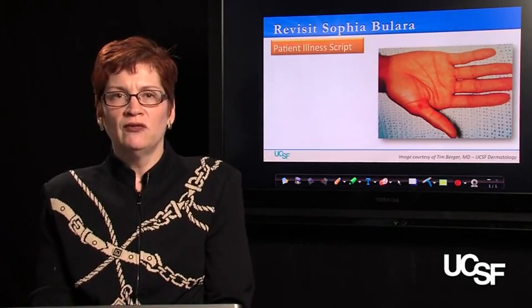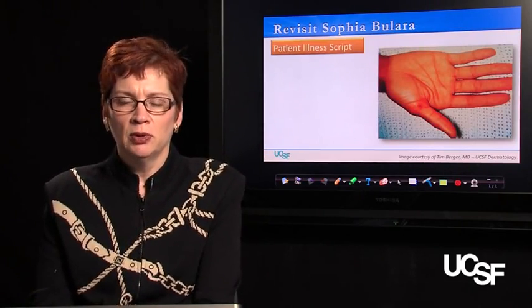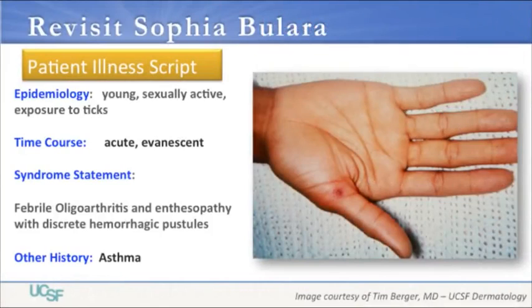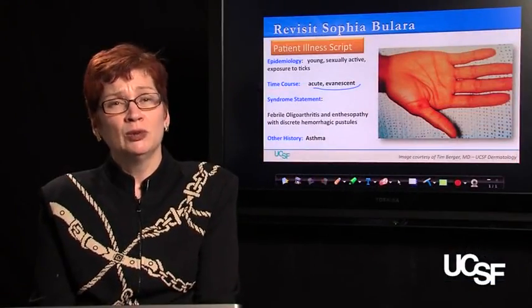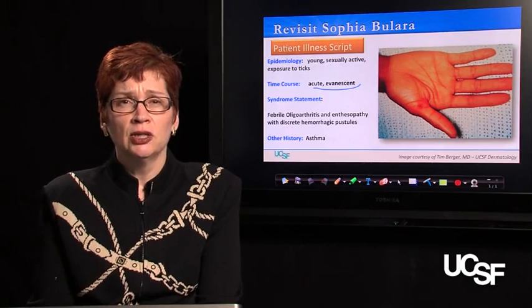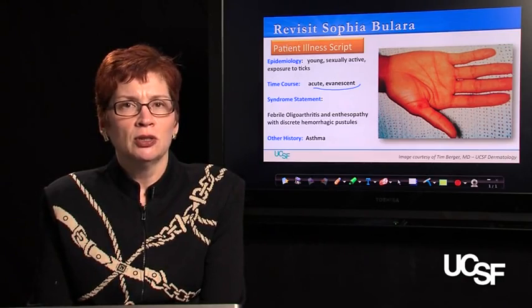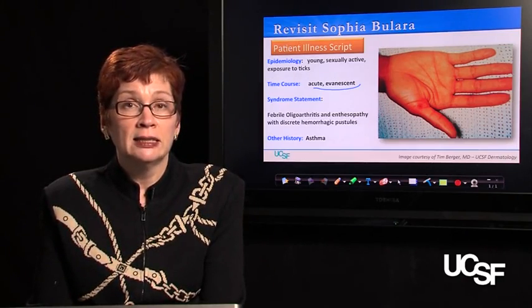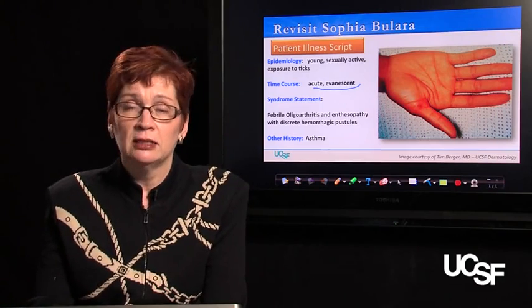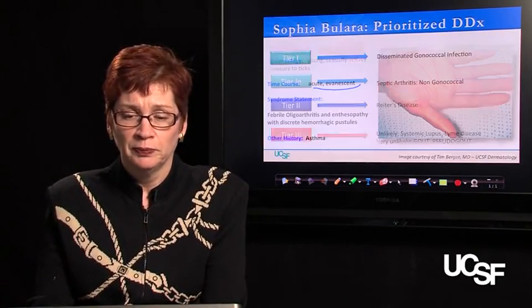Okay, just the final check. Sophia Ballara, remember her? Her patient illness script we talked about before. Young, sexually active, exposure to ticks, acute and evanescent, febrile oligoarthritis, and enthesopathy with discrete hemorrhagic pustules. And her other history is asthma. Why are we coming back to Sophia? Because we know she's got disseminated gonococcal infection. I want to show you a compare and contrast prioritized differential diagnosis list to round out our case teaching on Sophia, and then we will let Sophia go on to her treatment and go home.